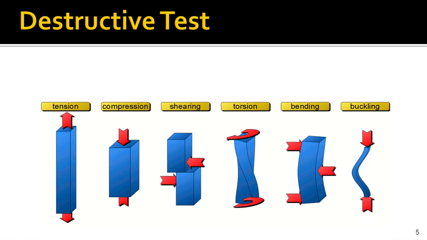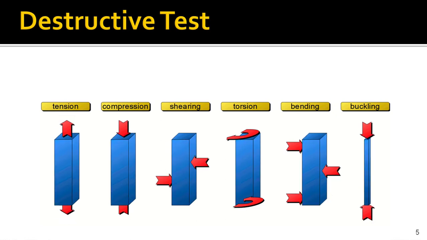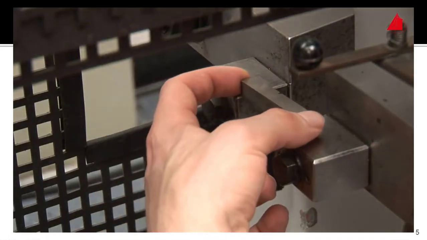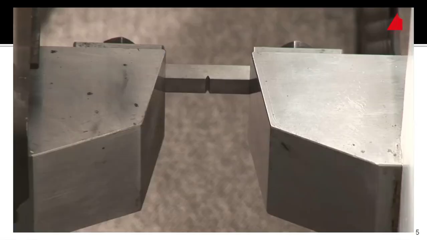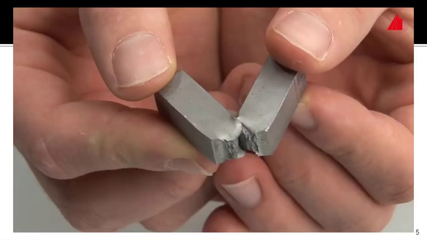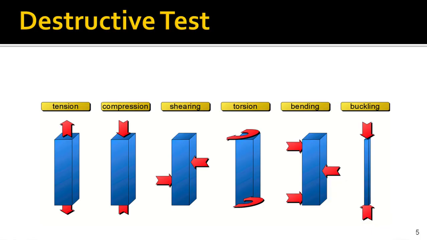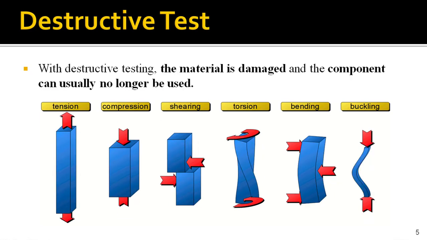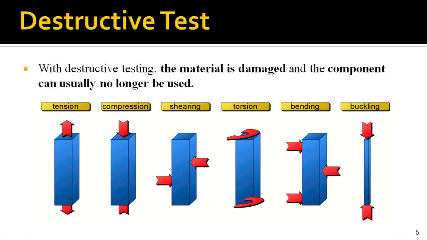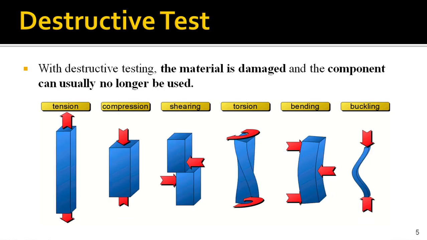You can see here, like we do tension test, compression test, Izod, Charpy, shear, torsion, bending, buckling. We use a certain specimen and we break it down to know the properties of the material. So once you use the specimen, you cannot use it again. So that is destructive in nature. In engineering terms, with destructive testing, the material is damaged. When you do destructive testing, the material will be damaged and the component can usually no longer be used. You cannot use it again and again.